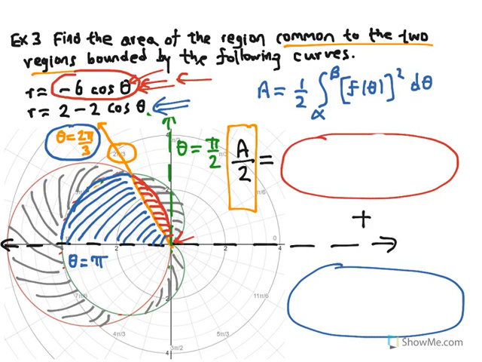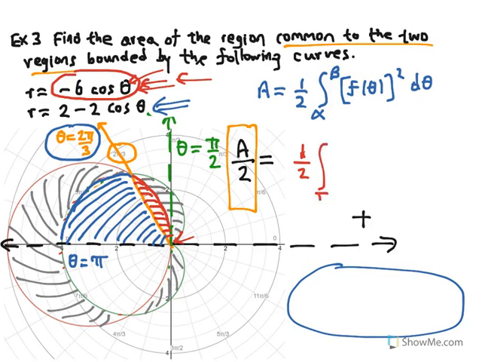So for the first red region, you're going to use the limits of integration pi over 2 and 2 pi over 3. So you have 1/2 times the definite integral from theta is equal to pi over 2 to theta is equal to 2 pi over 3. What would the integrand be?